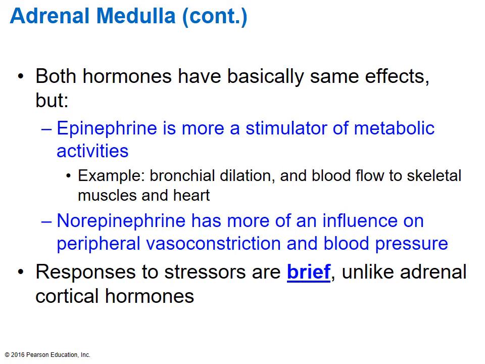We also see with the epinephrine and the norepinephrine that they're able to have control of our metabolic activity, and part of that is because they're going to be able to redirect the blood flow as well as the glucose secretion. So as you can see right there with epinephrine, you have your bronchial dilation and you have your blood flow away from other organs like the digestive system and over to the skeletal system and the heart. Norepinephrine is very similar in its effect, will also have an effect on the peripheral vasoconstriction as well as the blood pressure. Now, these responses tend to be very brief, unlike the adrenal corticohormones.